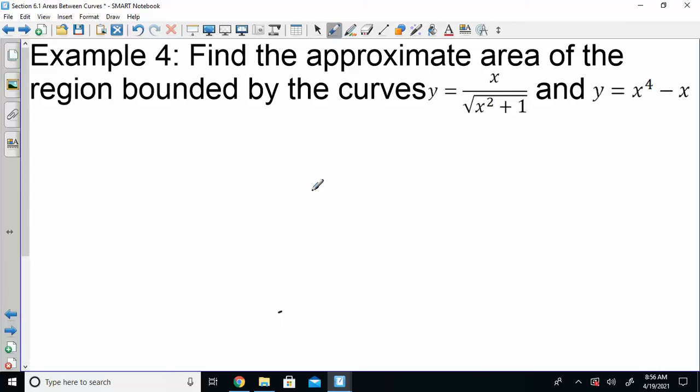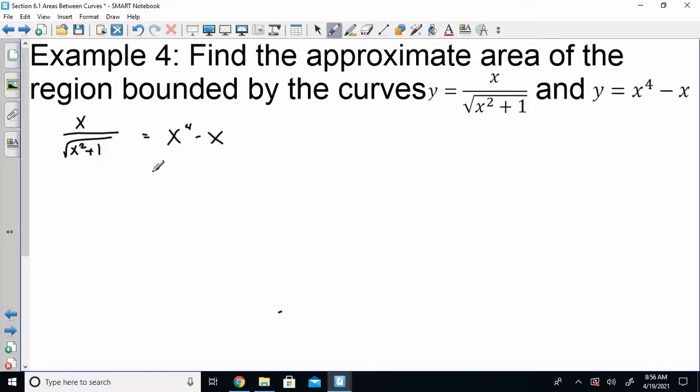First thing I need to do is figure out where these things are going to meet. So how can I do that? Set them equal. Sometimes I will tell you you're going to go from x equals 2 to x equals 5, but if not, if I just want the area bounded by the curves, that's the area between them. So we have to figure out what makes them equal.